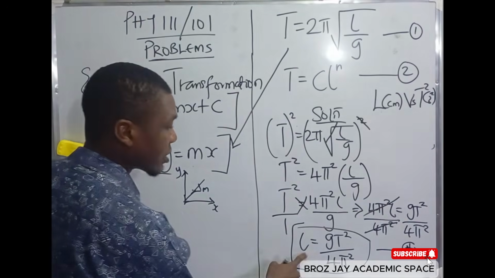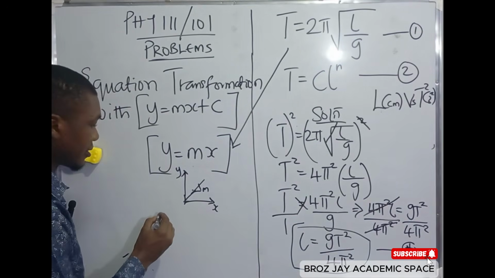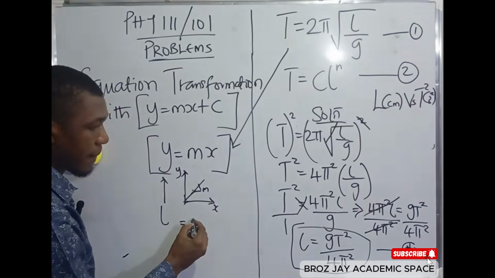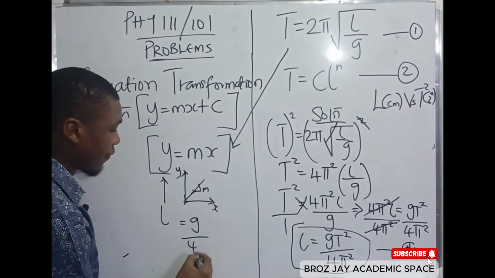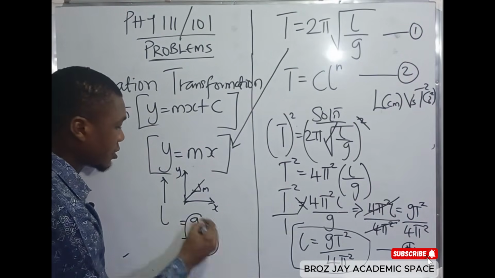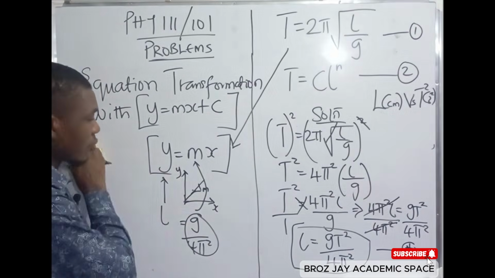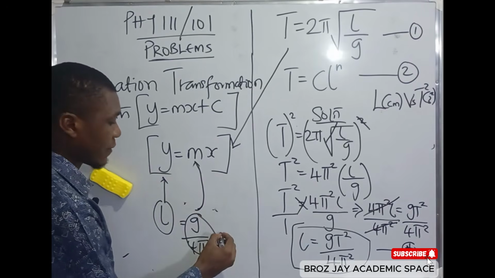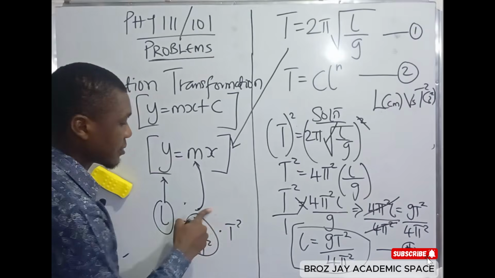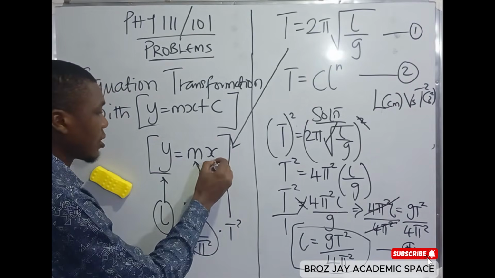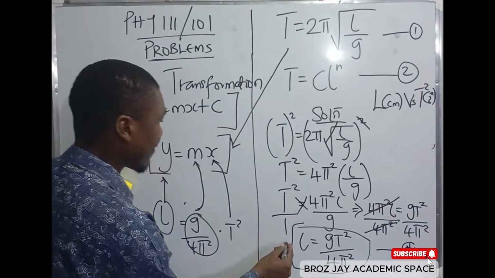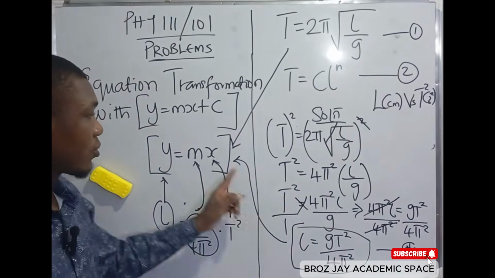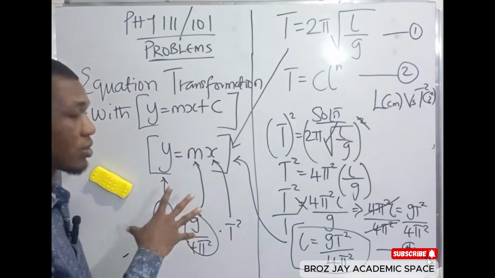Let's compare this. Remember, it was L against T squared. So if I compare this, my L is equal to my y, and my g all over 4 pi squared is equal to my m. All this is equal to my m, dot T squared. My T squared is equal to my x. So we have transformed this equation to y is equal to mx. So that's the best way to transform that equation.